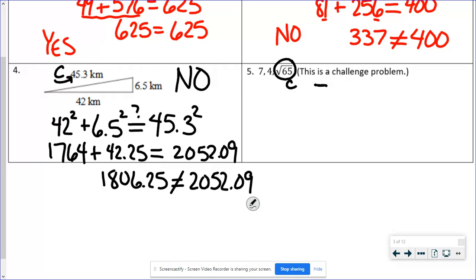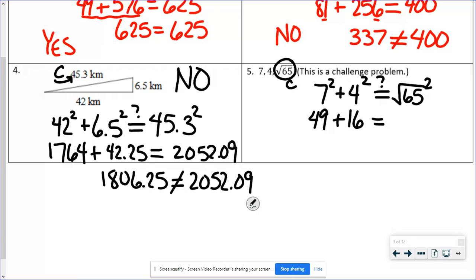So I would have 7 squared plus 4 squared as my A and B. I want to know, does that equal the square root of 65 squared? Well, that's 49 plus 16. And the square root of 65 squared, the square and the square root just cancel out. When I add 49 plus 16 together, I do get 65. So this one is yes.